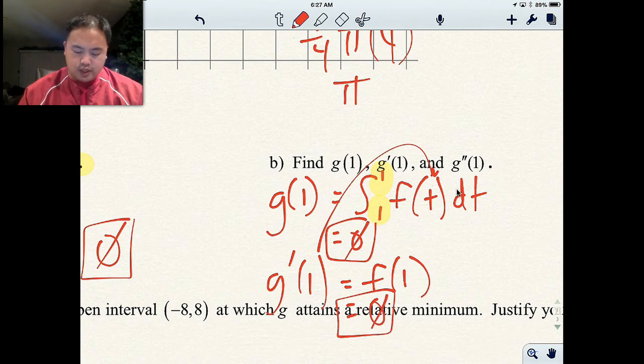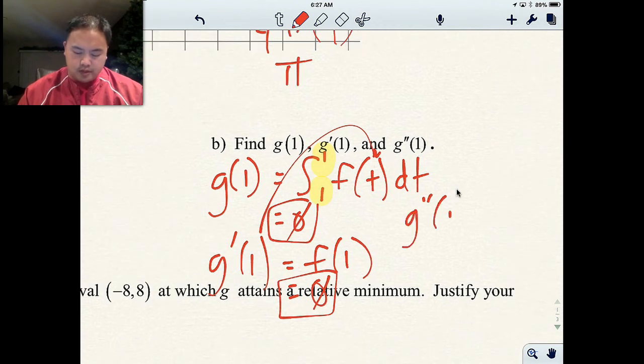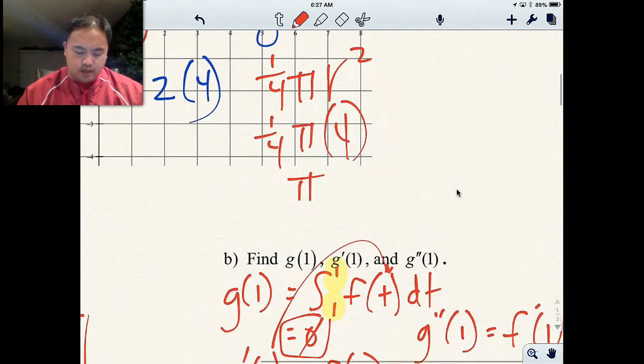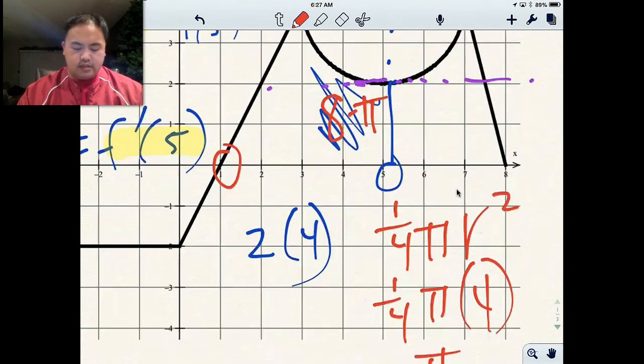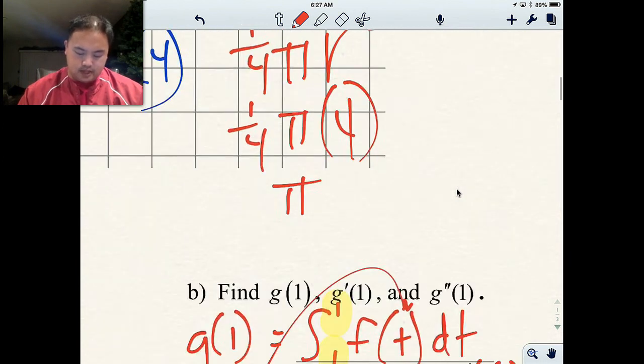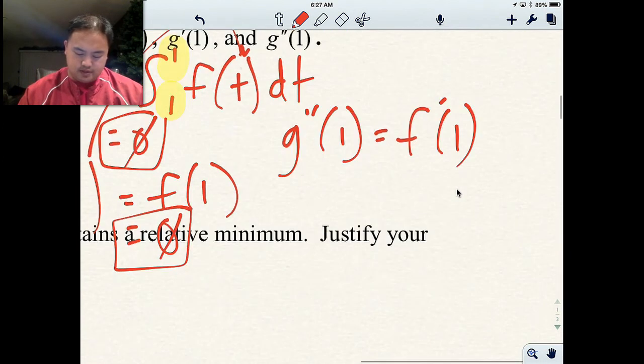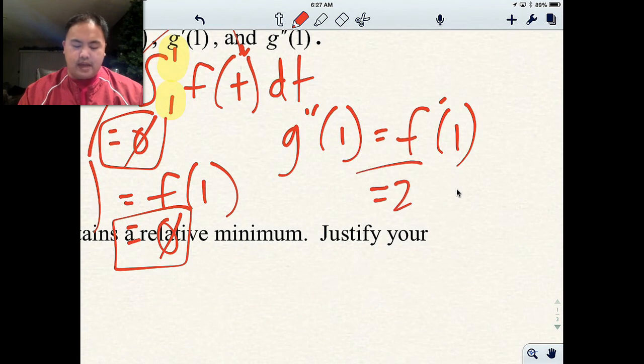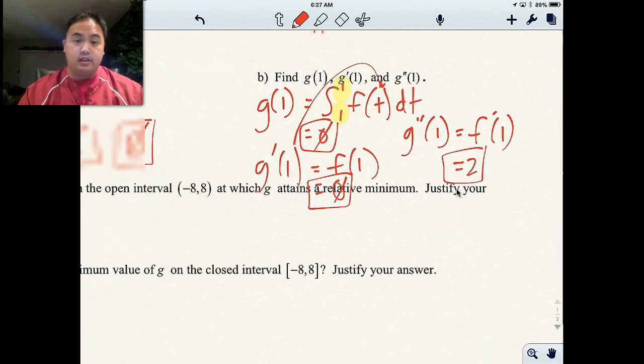And the last one, g double prime of 1. G double prime of 1 means the derivative of f of 1. If I go to 1, you'll notice that I need to find out the slope of this line. This slope is over 1, up 2, so it has a slope of 2 in this line. So this answer is 2. Again, not very difficult in the math, but very conceptual. Do you understand what's going on in the second fundamental theorem of calculus?